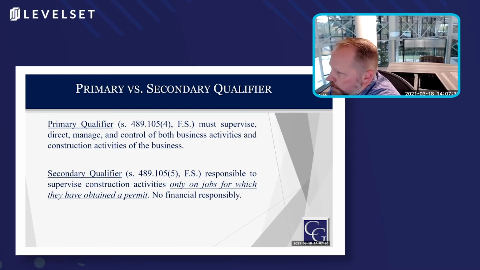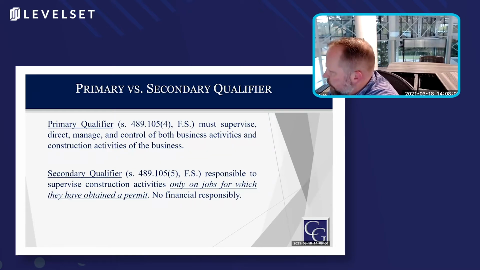As the primary qualifier, you are responsible for directing, managing, controlling and supervising both the business activities of the company and the construction activities. Now, those are two separate categories. So you're responsible for both, all of the business and all of the construction. As a secondary qualifier, you're only responsible for construction activities on jobs for which you pulled a permit and you have no financial responsibility. And so you may ask yourself, what does it mean to supervise, direct, manage, and control both the business activities and the construction activities?